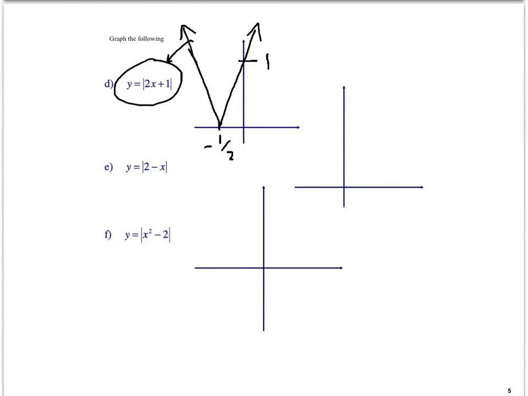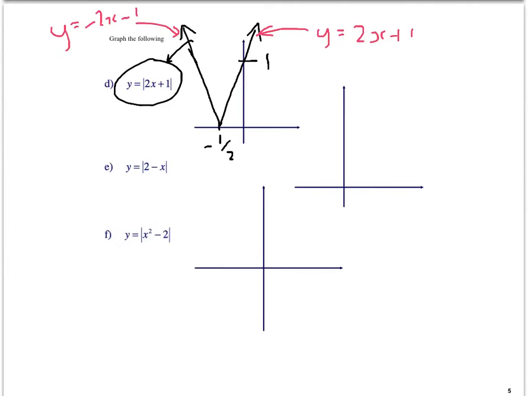Now really this function here is actually 2 different functions. This branch here is y equals 2x plus 1, and this branch over here is actually y equals negative 2x minus 1, isn't it? Okay, so that helps when you have a modulus function to actually work out what the equation of each branch actually is.